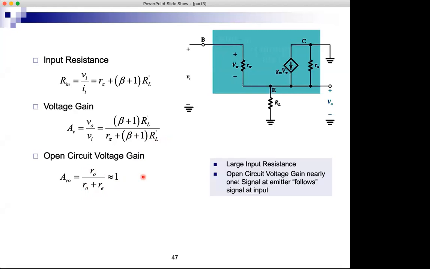So this has a large input resistance, R pi plus beta plus 1 times R prime L, and open circuit voltage gain, which is almost 1. That's why we call this an emitter follower, because the signal at the emitter, the output, follows the base. The emitter follows the base, so emitter follower.